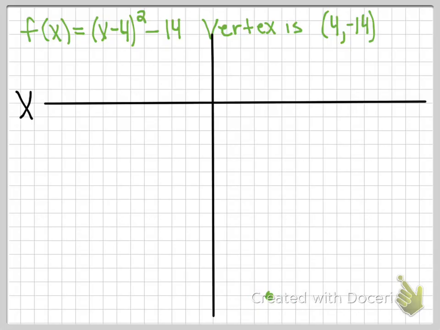So now that we have the transformation form, which allows us to read the vertex right off, we can go ahead and plot the vertex. So here's an xy coordinate axis. This point down here in green, I have moved right 4 units and down 14 units to plot the vertex. And now we just want to plot 2 other points, and then we can fill in the graph with a parabola, since we're working with a quadratic.